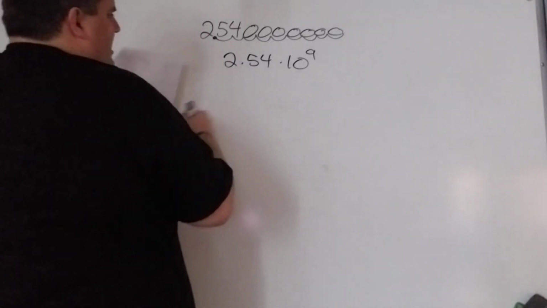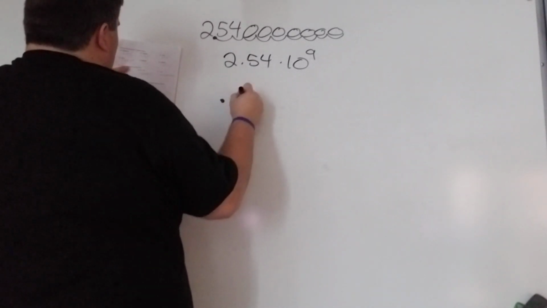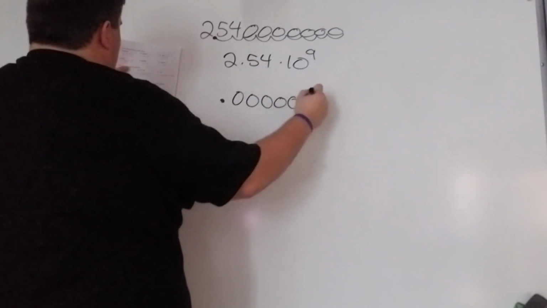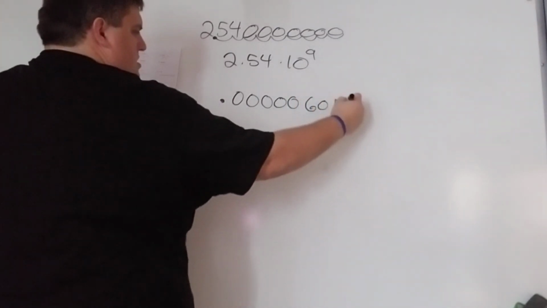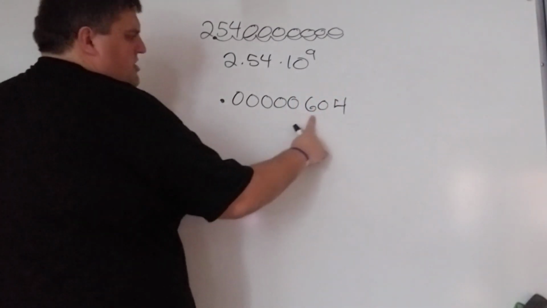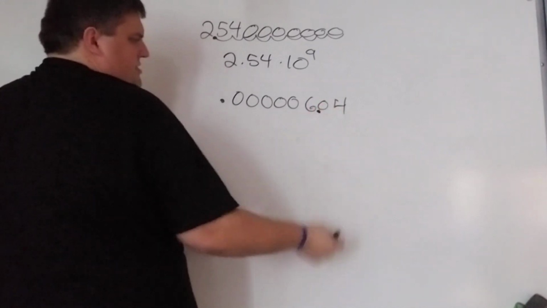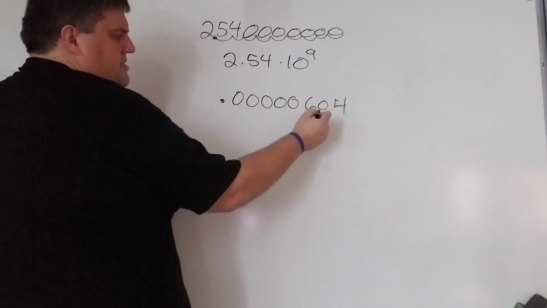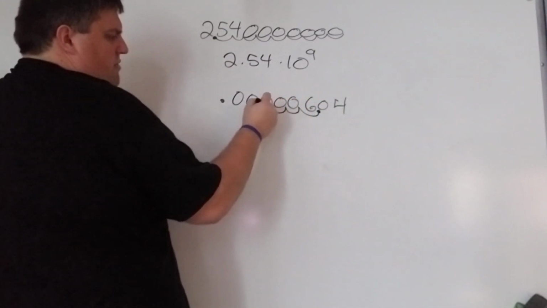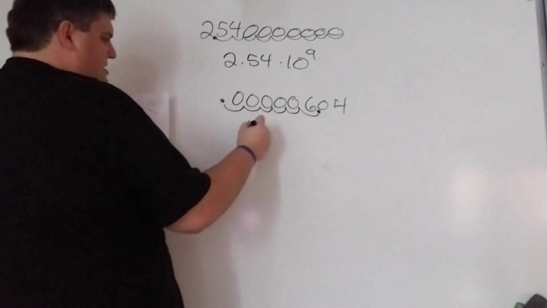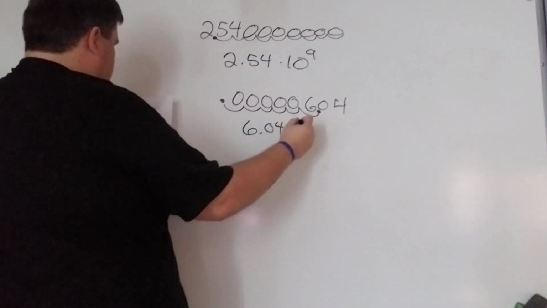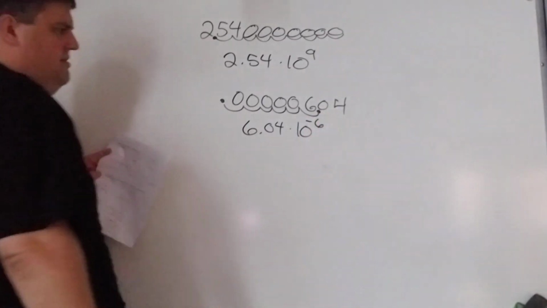On number 20, same idea. Put your decimal after the first digit that's not a 0. It'd go after the 6. We're going to count our spaces to the original, 1, 2, 3, 4, 5, 6. So we got 6.04 times 10 to the negative 6.